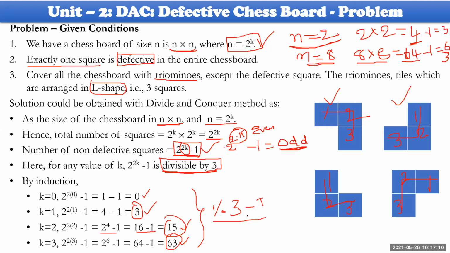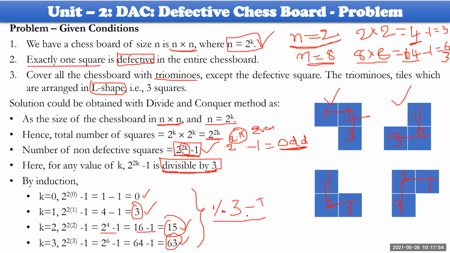There are four possibilities to arrange that particular triomino, which are shown in the diagrams over there. And this problem can be solved using divide and conquer. How this could be done, we have to come up with one idea. That idea is the number of tiles will be 2 power k by 2 power k. If you solve this, 2 power 2k tiles will be there in the chessboard. Out of 2 power 2k tiles of the chessboard, one particular tile will be defective. So you have to eliminate that tile from the 2 power 2k.